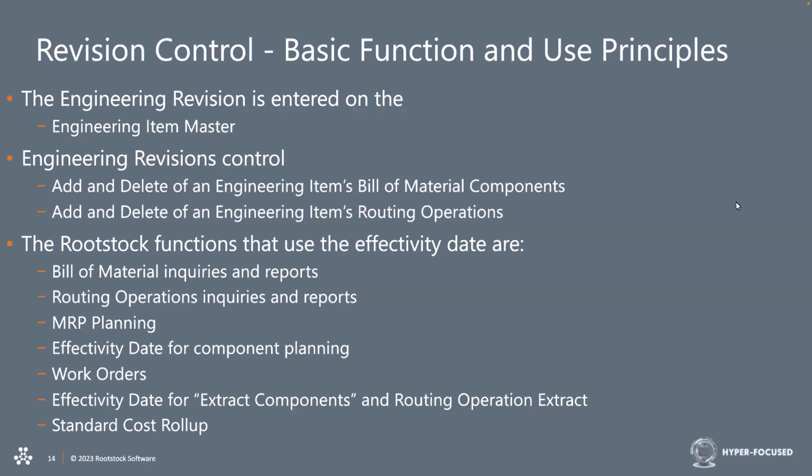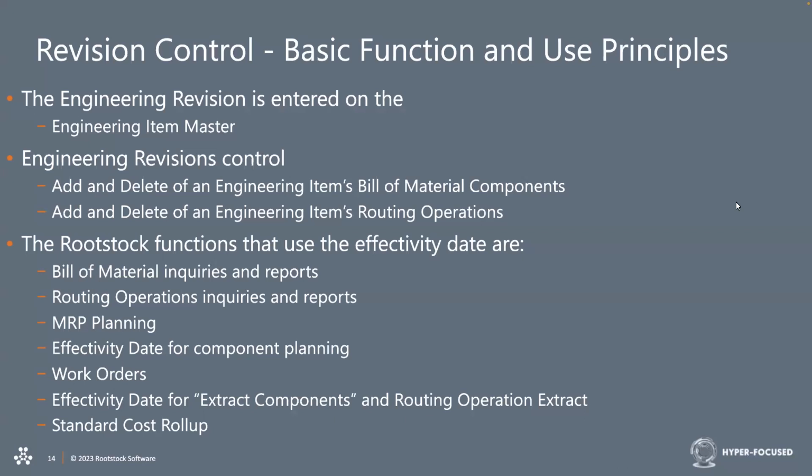The engineering revision, as we've said 3 or 4 times now, is on the engineering item master, and it applies anytime you're making adjustments to either the BOM or the routing. It's important to keep in mind that there's a timestamp on when that change is made. So you can always go back and forward to see what that bill of material and that routing was at the time, before or after that date.